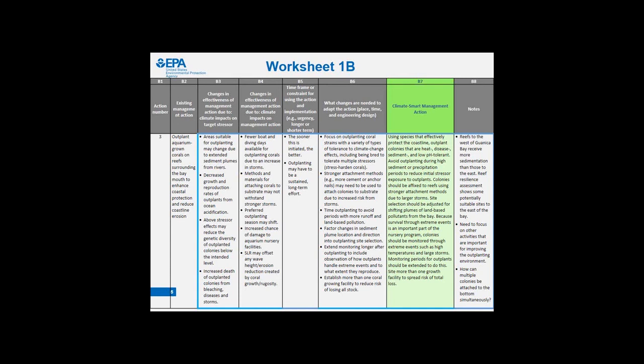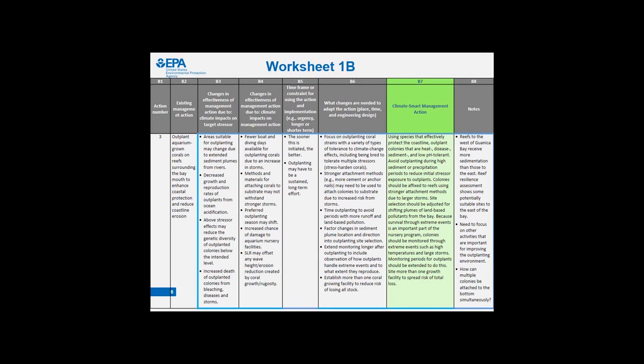So using species that effectively protect the coastline, outplant colonies that are heat, disease, sediment, and or low pH tolerant, avoid outplanting during high sediment or precipitation periods to reduce initial stressor exposure to outplants. Colonies should be affixed to reefs using stronger attachment methods due to larger storms. Site selection should be adjusted for shifting plumes of land-based pollutants from the bay.